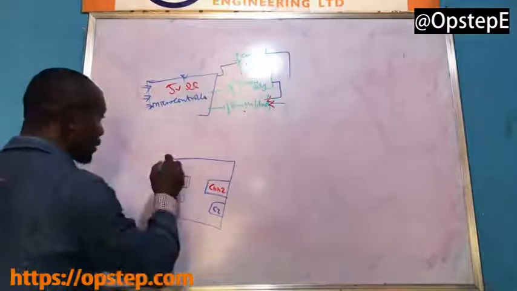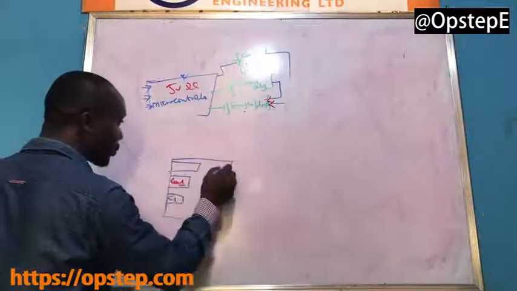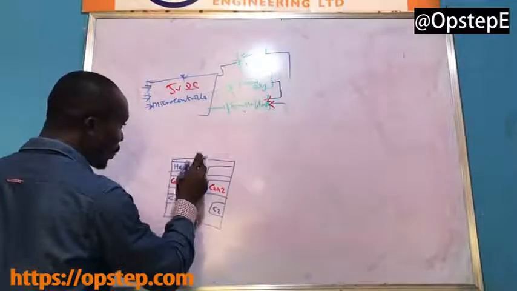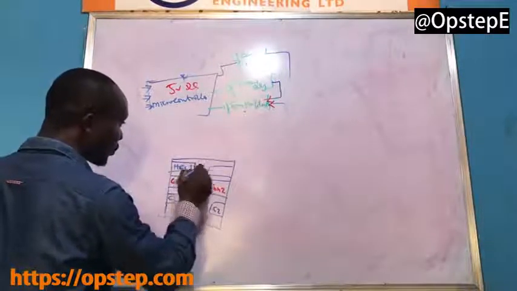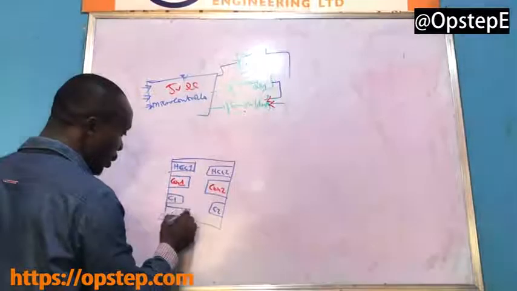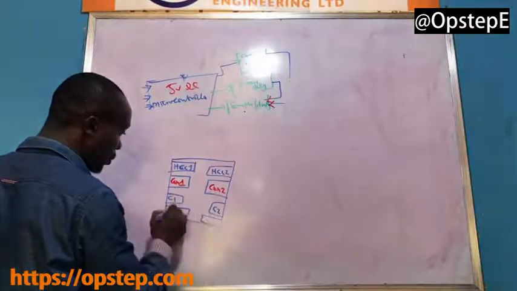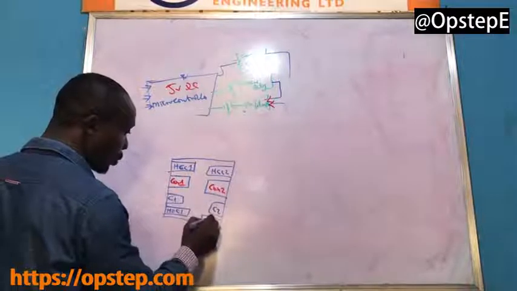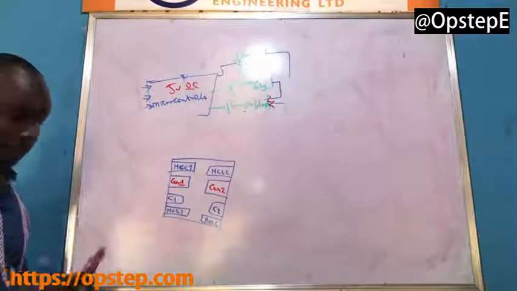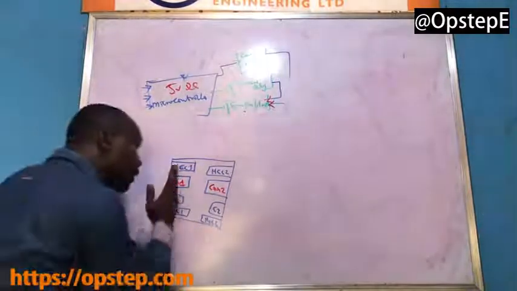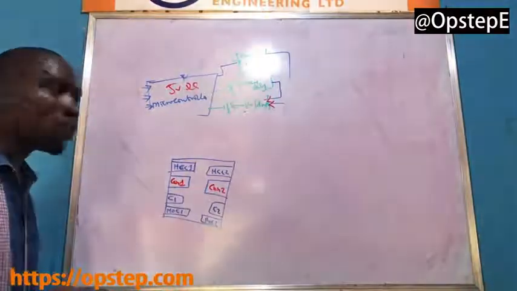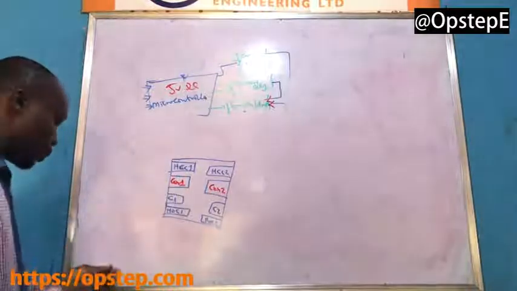It now has normally close contact one, normally close contact two. Then here, normally open contact one, normally open contact two. Are you following? Now, this and there, they are not connected. It's like having two in one. Yes. So this is what happens.